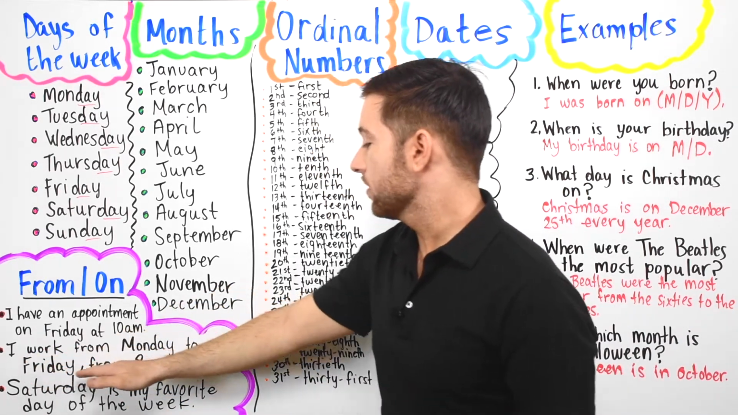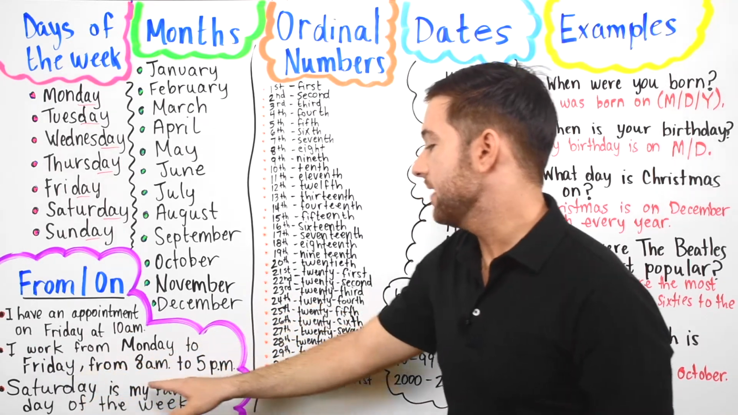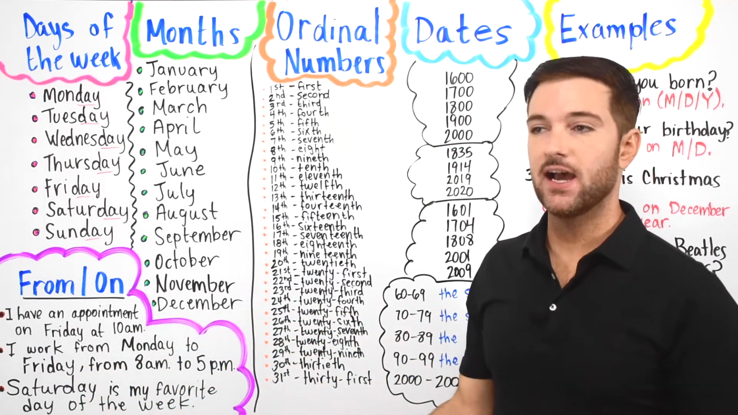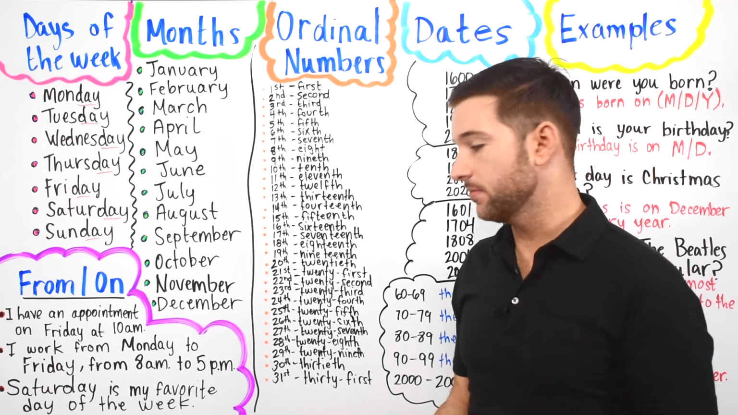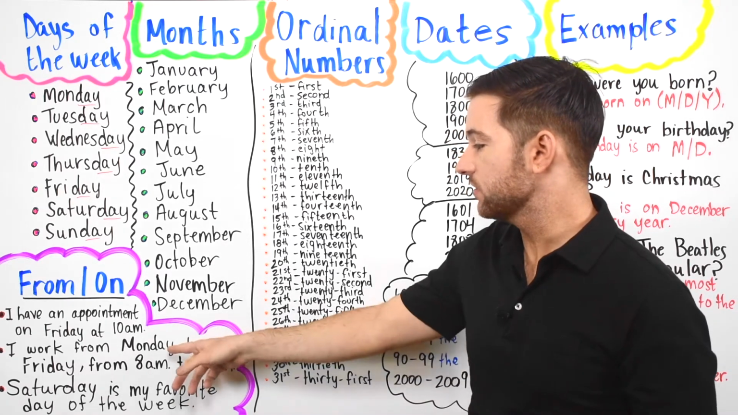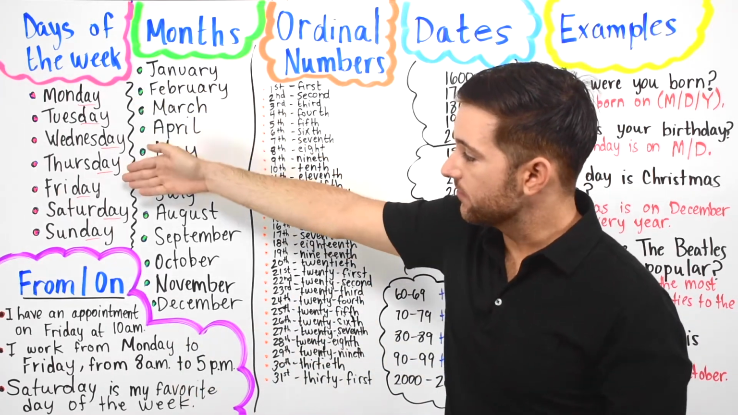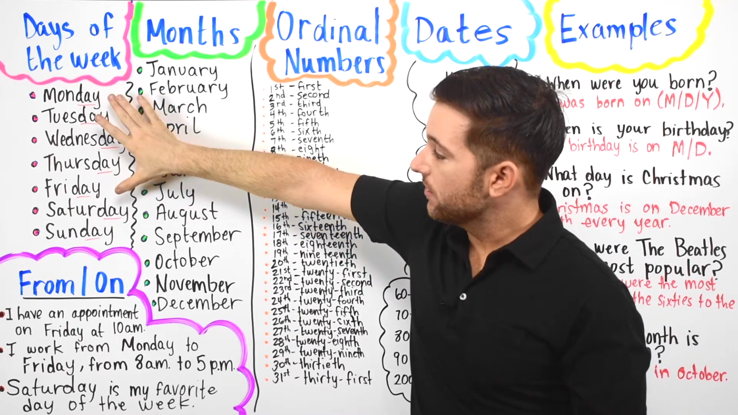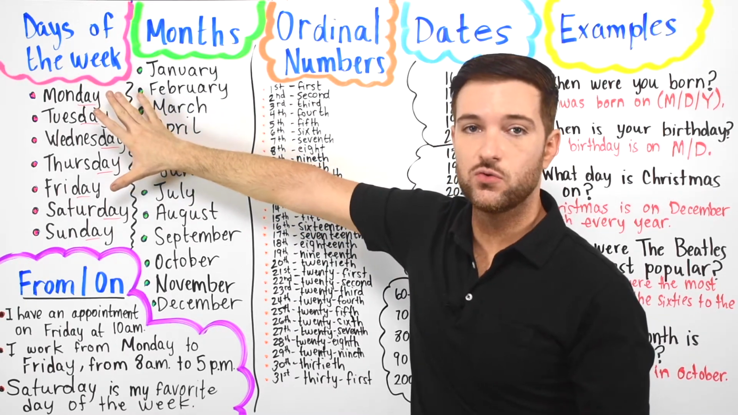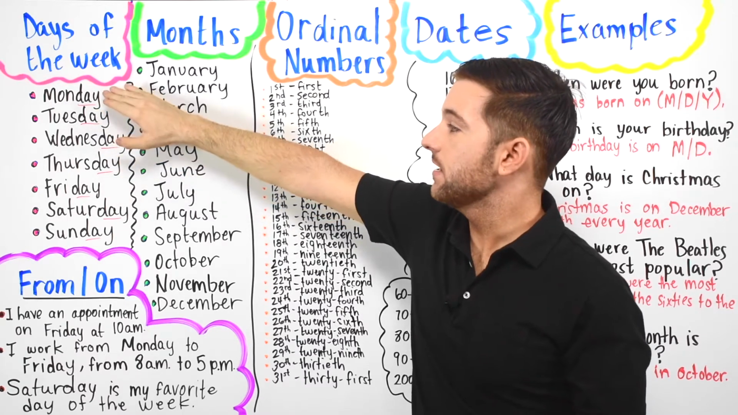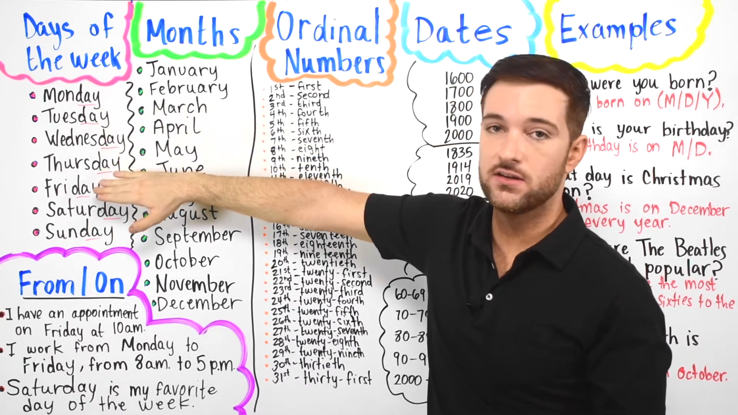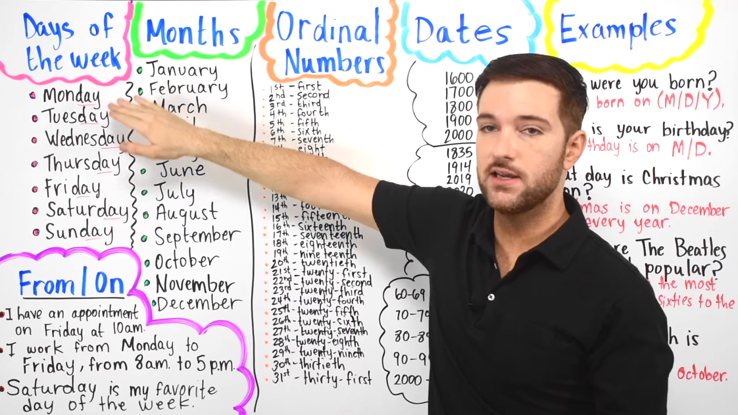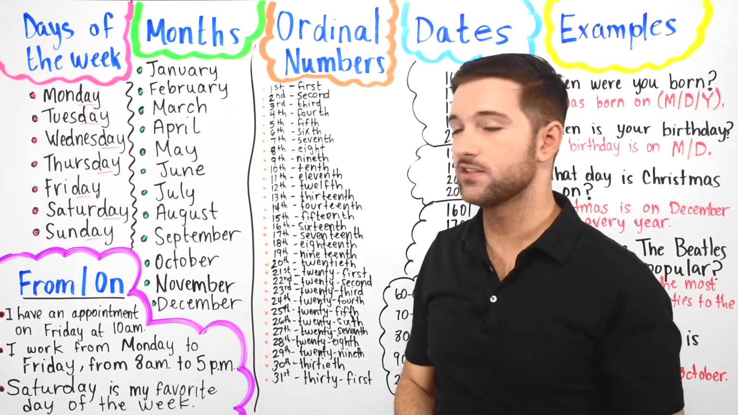And then you could see here that we have another one. It says, I work from Monday to Friday from 8 a.m. to 5 p.m. So we start with Monday, we go down to Friday. Usually we call this the work week. The work week spans from Monday, Tuesday, Wednesday, Thursday to Friday. From Monday to Friday. That's the work week.